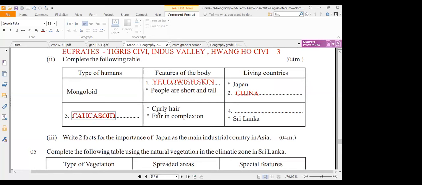Curly hair. Fair in complexion. Dark skin. Sharp nose. Countries where they live? India, Pakistan, Afghanistan, Bangladesh. Correct. All the Arabian countries.